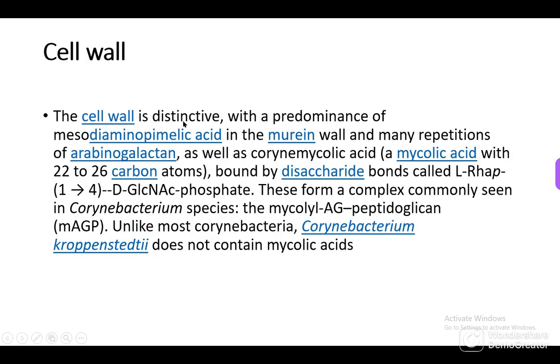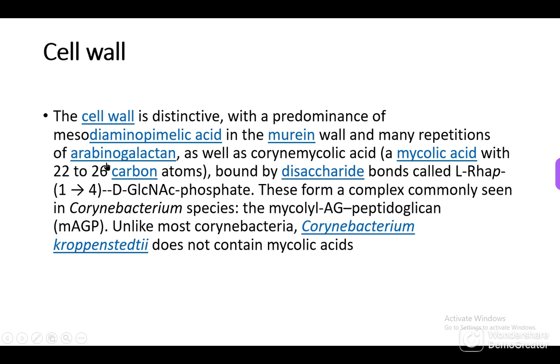The cell wall is distinctive in Corynebacterium, with a predominance of meso-diaminopimelic acid in the murein wall and many repetitions of arabinogalactans, as well as corynomycolic acid, mycolic acid with 22 to 26 carbon atoms bound by disaccharide bonds. Do not remember the names, but the wall is distinctive.